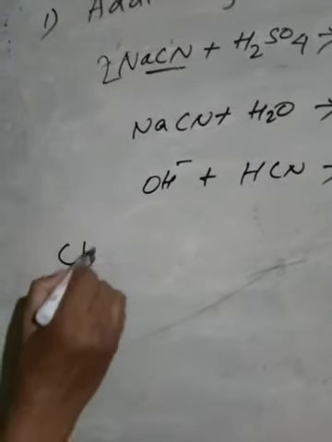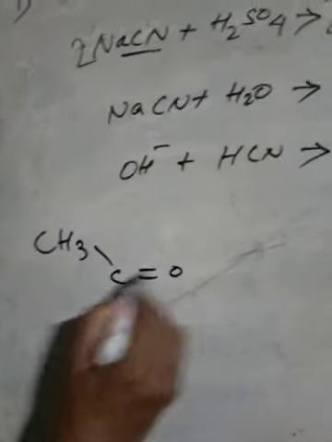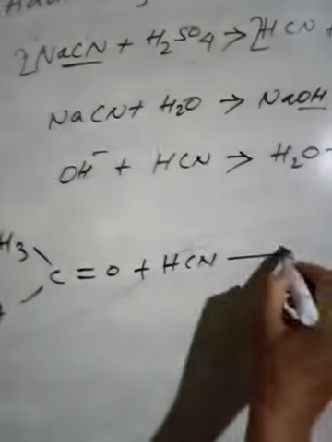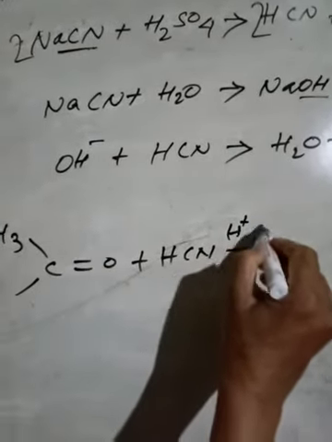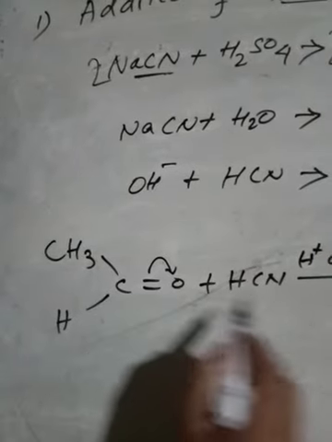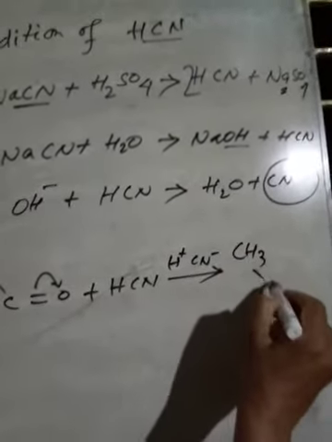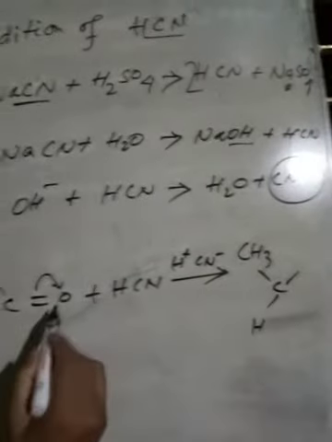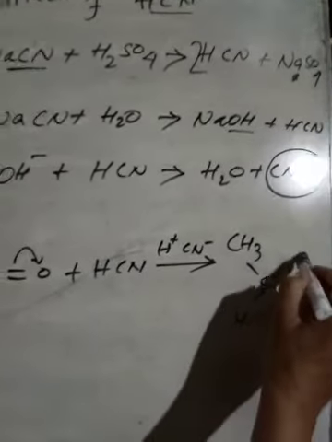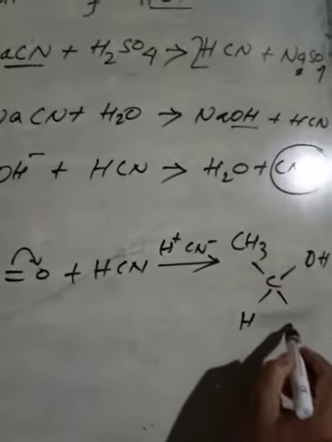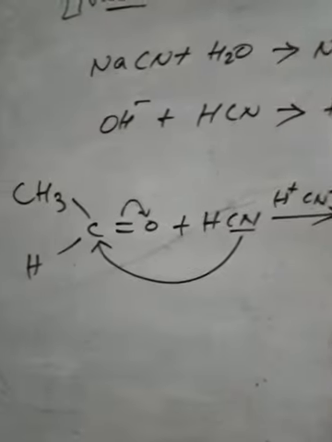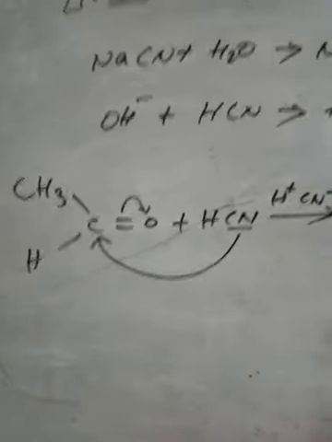Now you see an aldehyde, CH3C double bond O H. This is an aldehyde. If you add HCN, in HCN, H is plus and CN is minus. Carbon will be plus and oxygen will be minus. So the product is CH3CH, oxygen will be minus. This minus will be attached with hydrogen positive, OH and CN. This is nucleophile. Nucleophile will attack the positively charged carbon.